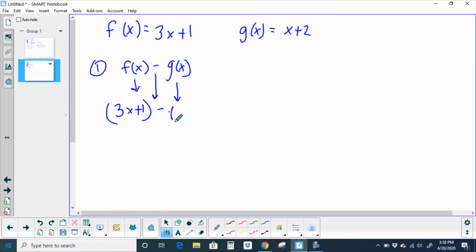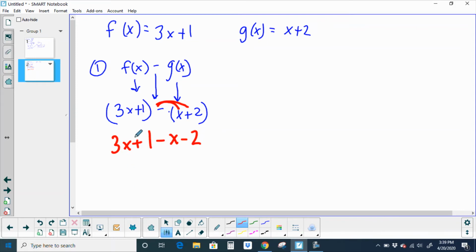So we're going to put g of x as x plus 2. Okay? And then next, you're going to distribute the negative. So we'll take the negative and we'll distribute it through. So this will get you negative x minus 2. And then this first guy stays the same. There's nothing to distribute up front, so it stays as 3x plus 1.